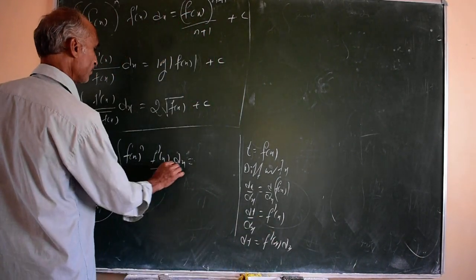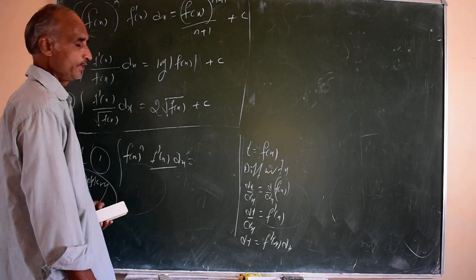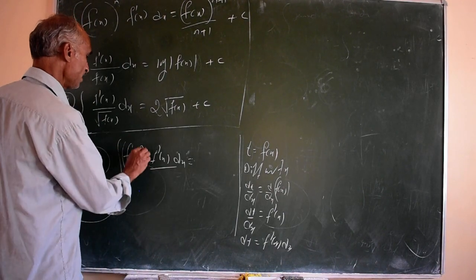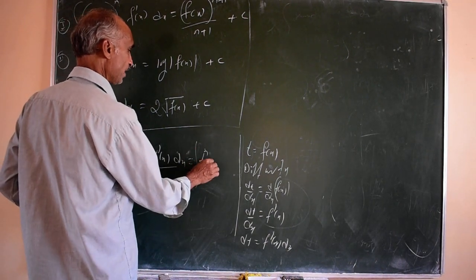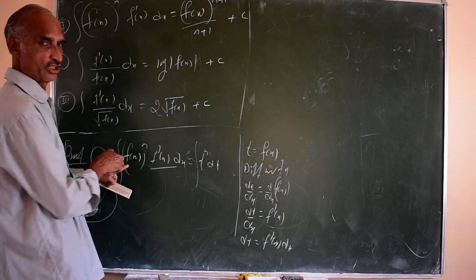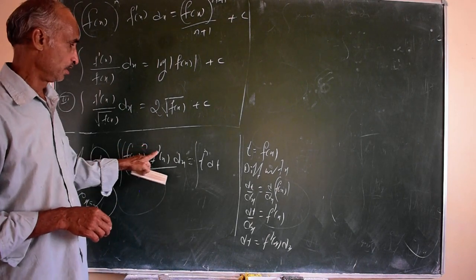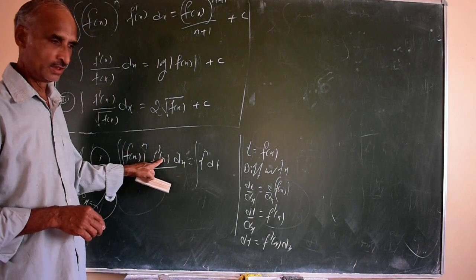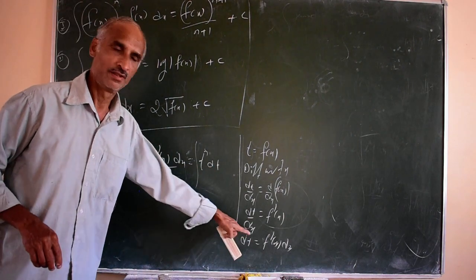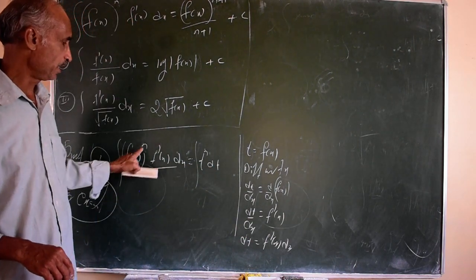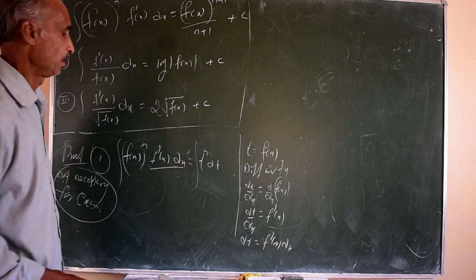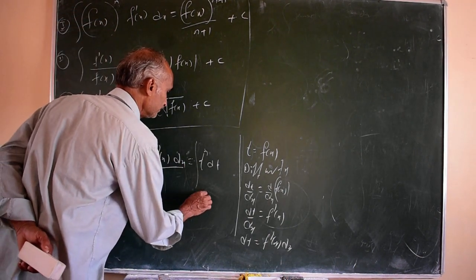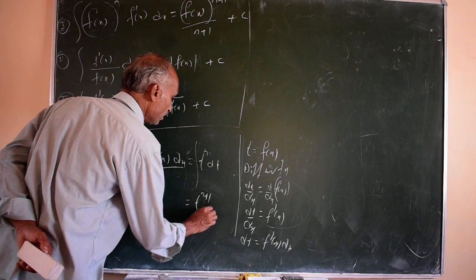Therefore, look here, f dash of x dx is dt, f of x is t. Therefore, it is exactly in the form of integration of t raised to n dt. This is t, no? T raised to n. Then f dash of x dx is dt. Now what is the integration of t raised to n? T raised to n plus 1 upon n plus 1 plus c.